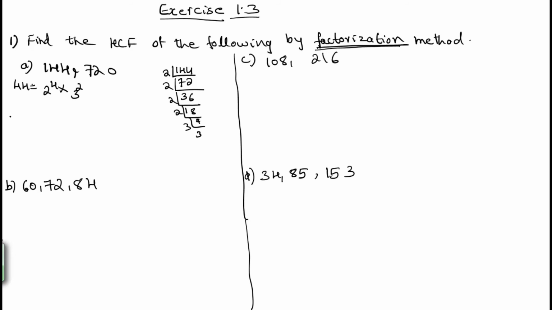Next is 720. Okay, again write the prime factorization of 720. Consider 720, divide by 2, 2 3s are 6, 1 is remaining, 12, 2 6s are 12, 3, 60, 2 360s are 720.